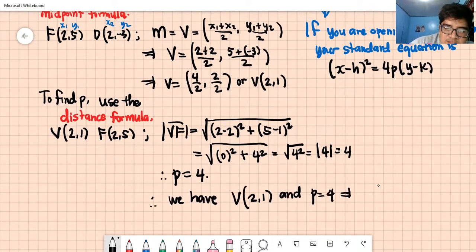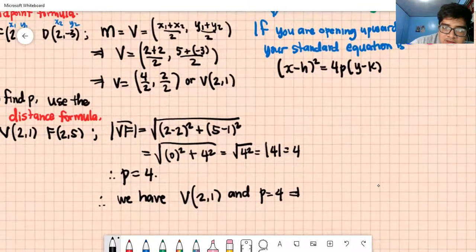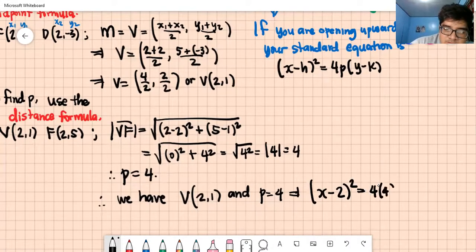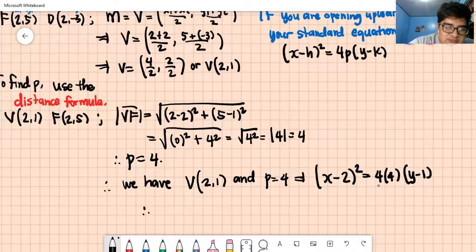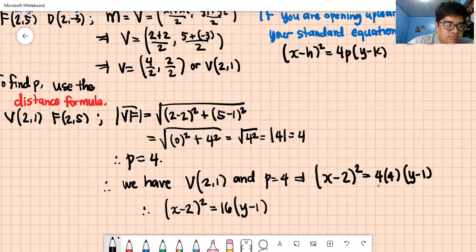This implies that we can substitute it in the standard equation, which is x minus 2 quantity squared is equal to 4 multiplied by 4 and y minus k or 1. Ayun, therefore, your standard equation is x minus 2 quantity squared is equal to 16 y minus 1. So, that is your equation. Tama ba? That is your equation.